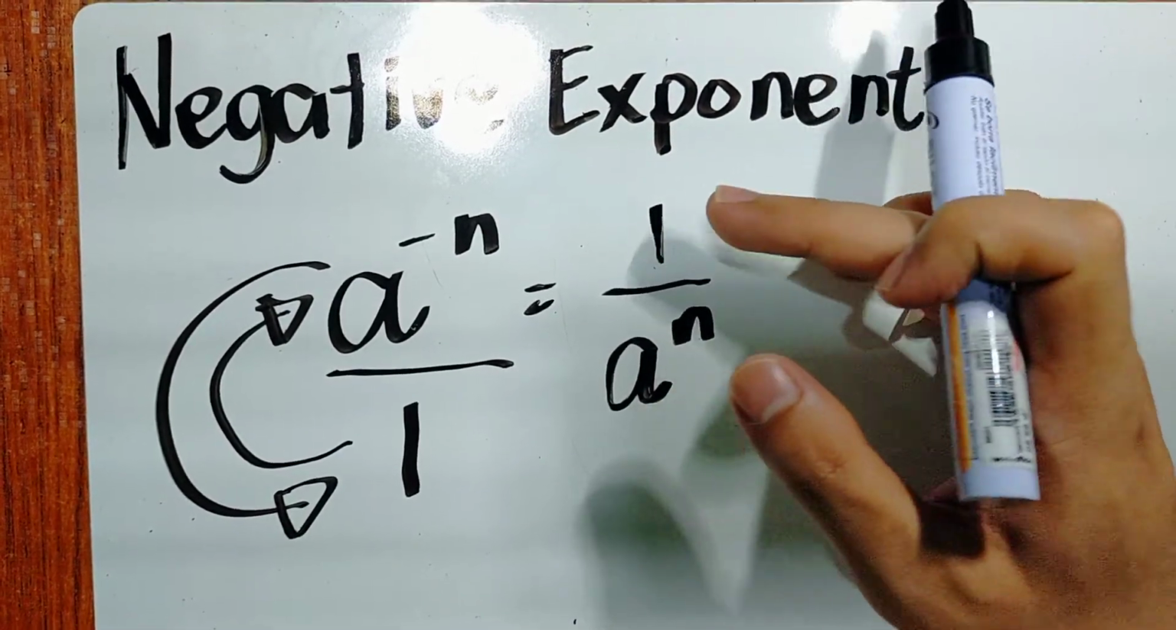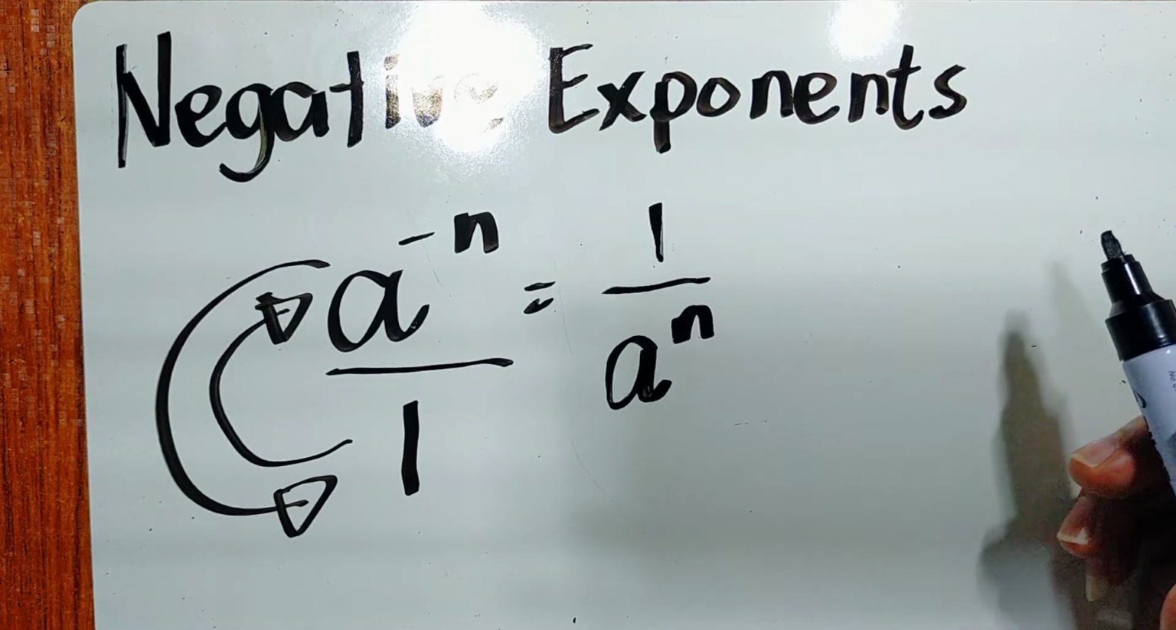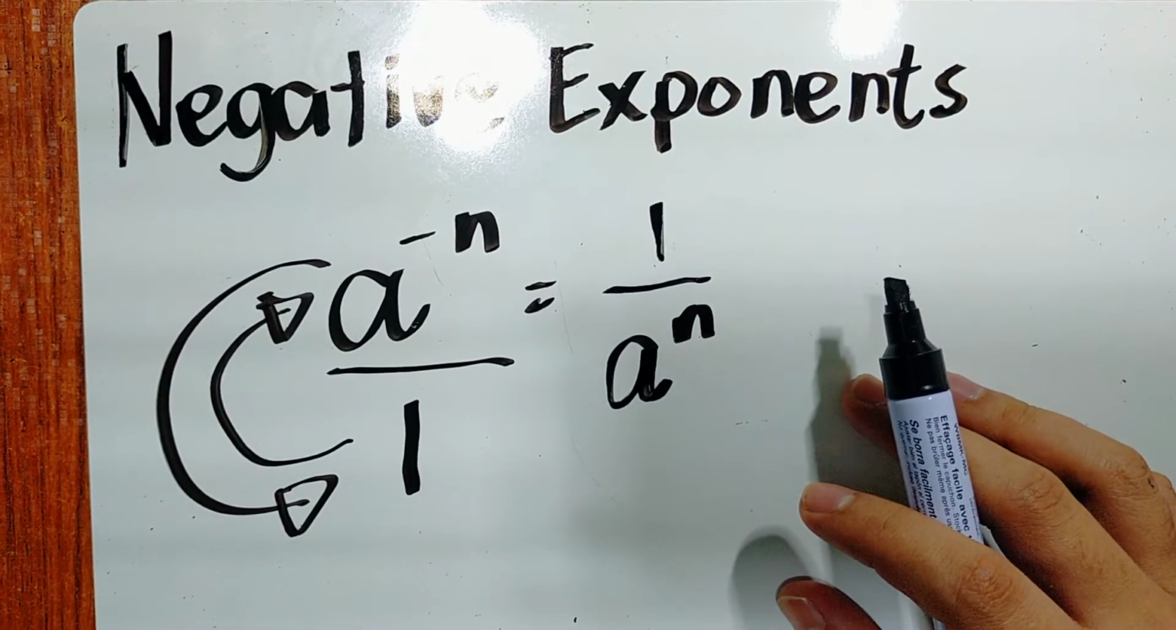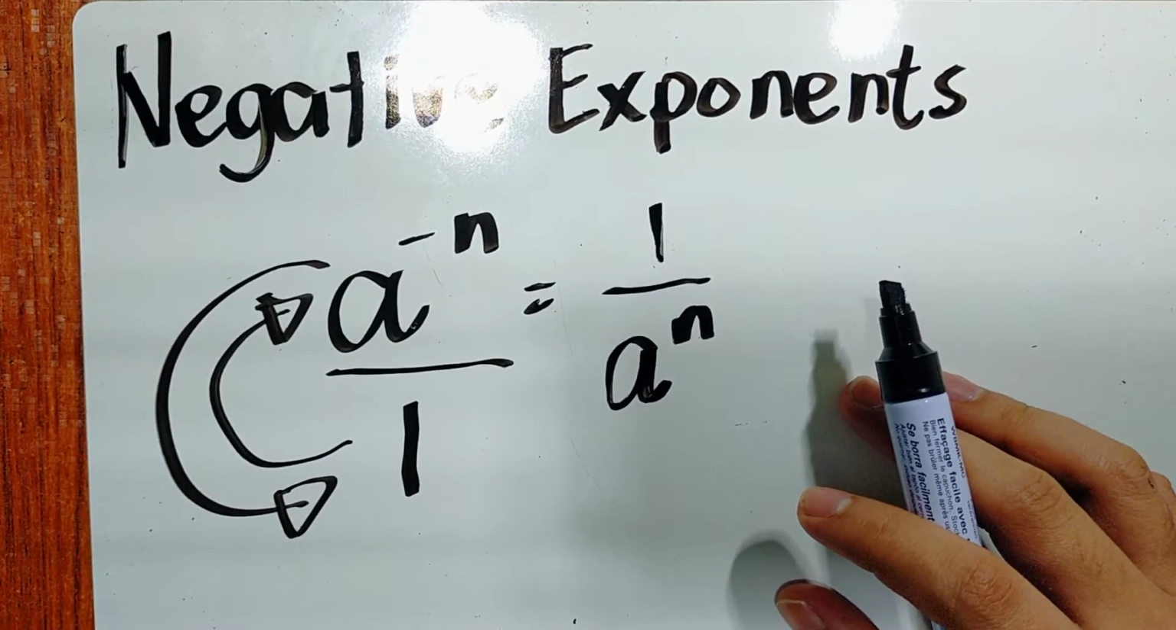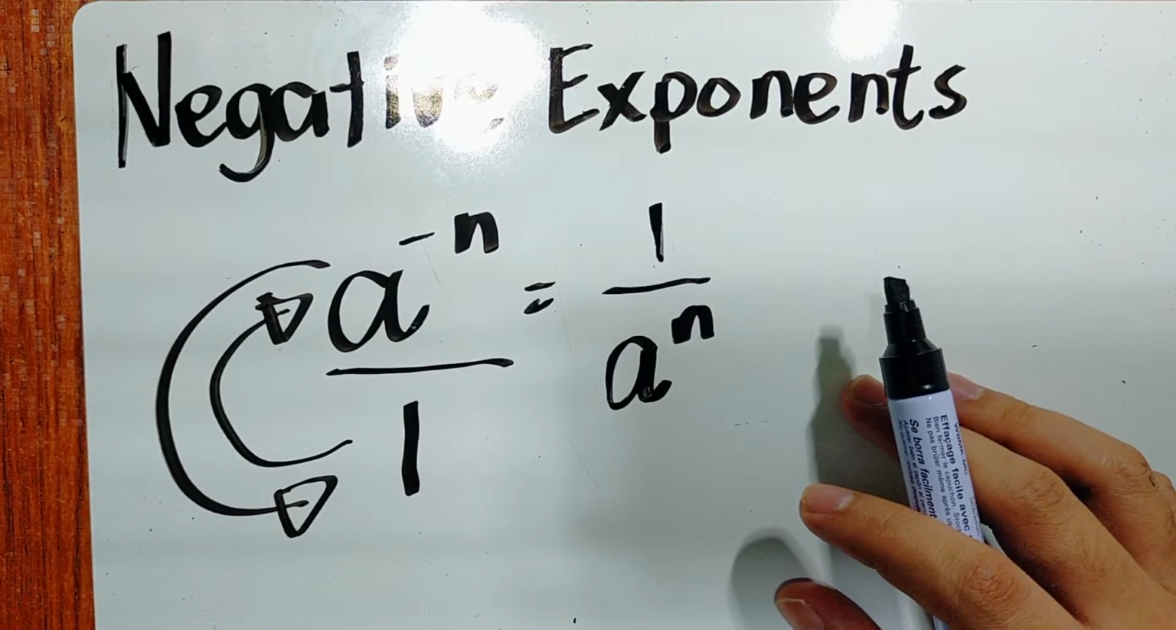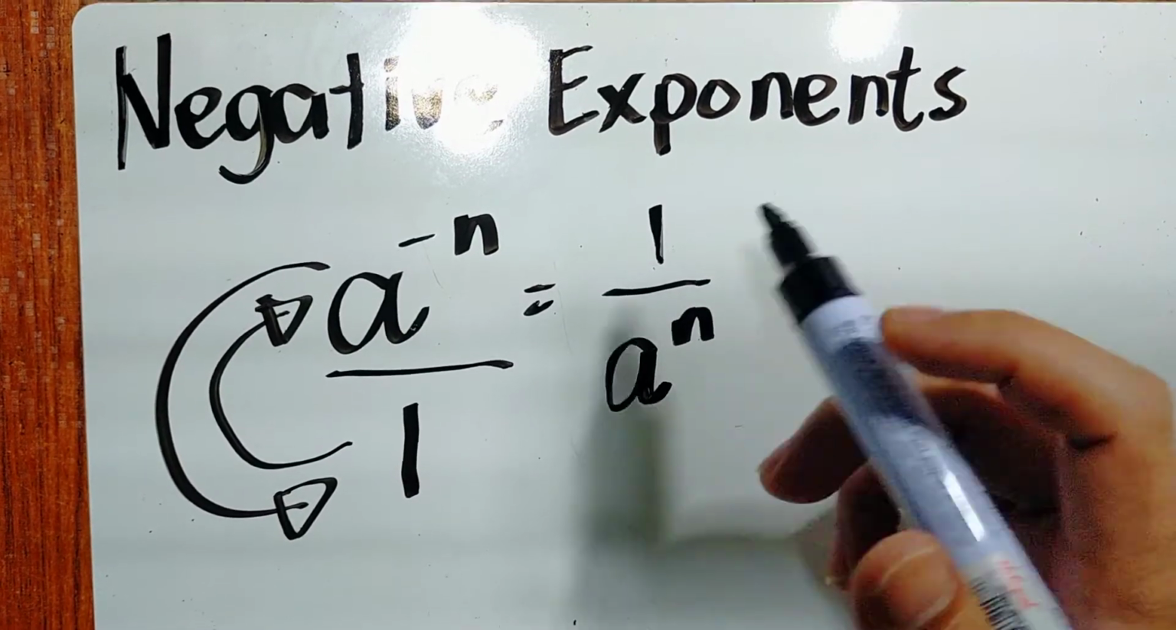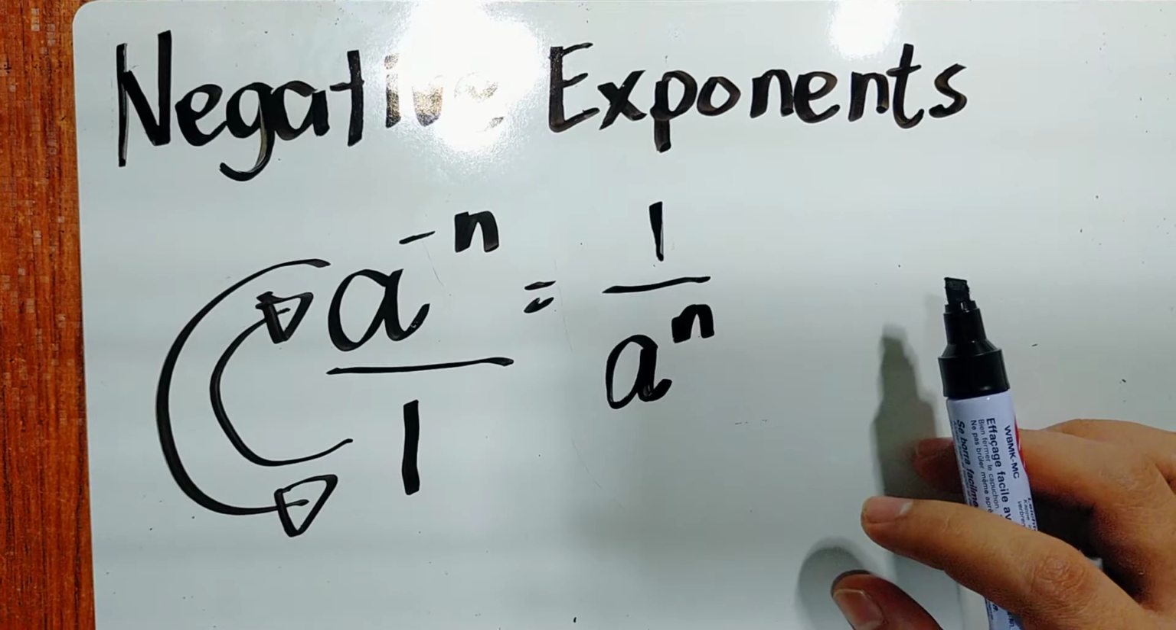Bakit po siya naging positive n? Kasi yun po ang rule. Okay? In changing the negative exponent into positive exponent. And that is the reciprocal method. Okay?